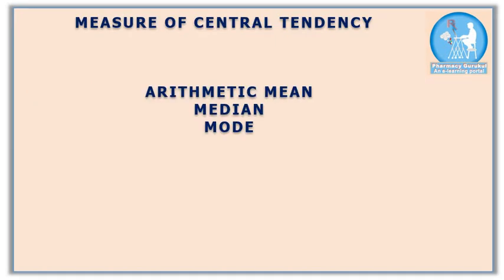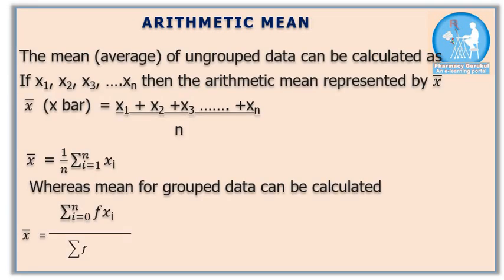Now let's discuss the three main measures of central tendency: mean, median and mode. The mean is also known as the arithmetic mean, and it can be defined as the sum of all observations divided by the number of observations. Calculating the mean for ungrouped data is very simple. It is as simple as calculating your average marks obtained in a particular exam.